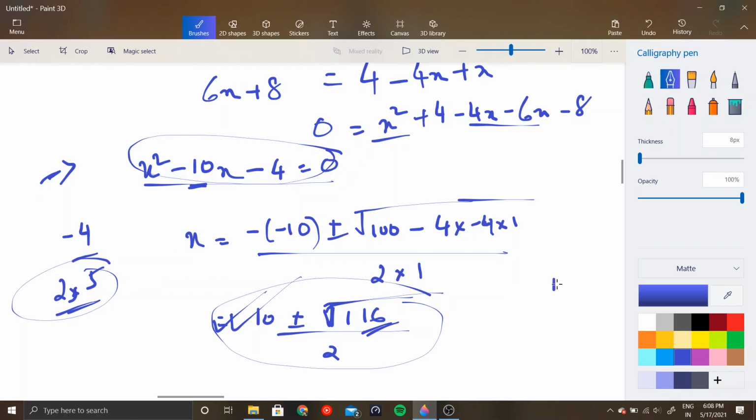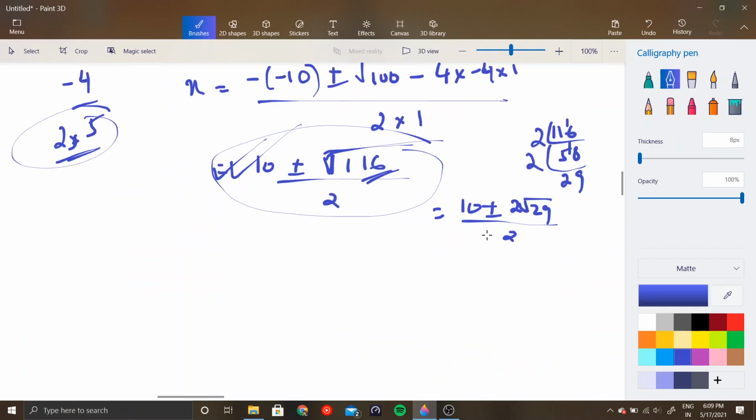To simplify further, just factorize this. So you will have 58 into 2, and 58 is 29 into 2, so 116 is 29 into 4. Bring this out: 10 plus minus 2 root 29 by 2. You can simplify this further. You have 5 plus minus root 29 as your answer, right? So you can use Sridharacharya if you cannot use factorization.